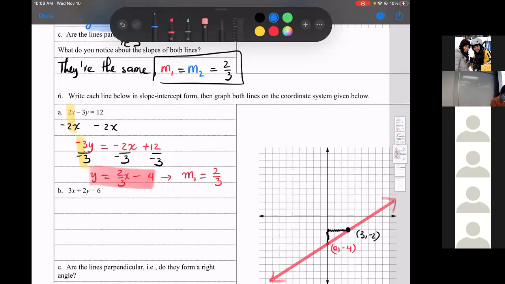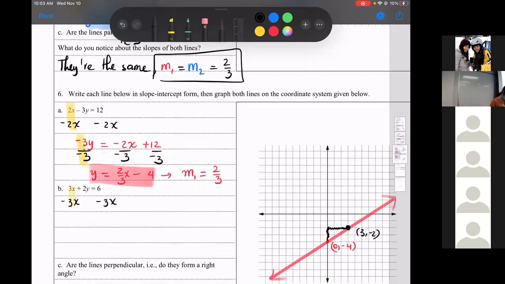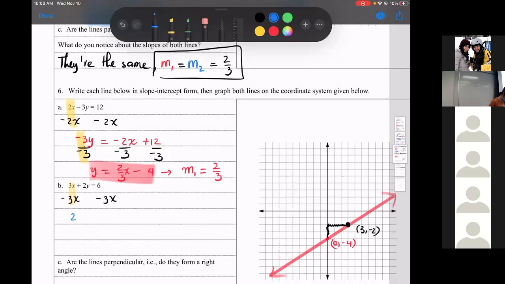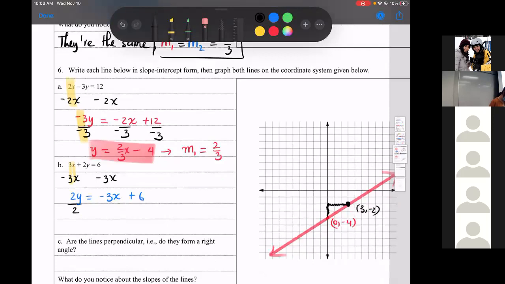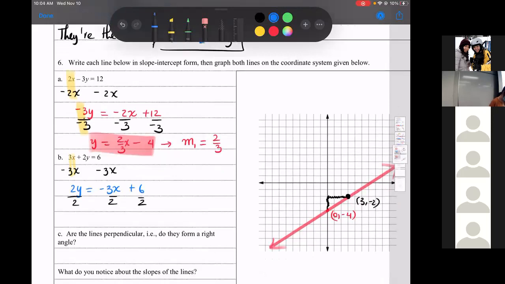All right, now solve for 6B. Subtract 3x from both sides. Now we go to the second equation. I have 2y equals negative 3x plus 6. Divide both sides by 2. So y equals negative 3/2 x plus 3. So what's the slope here? Negative 3 over 2. Yeah, m2 is negative 3/2.